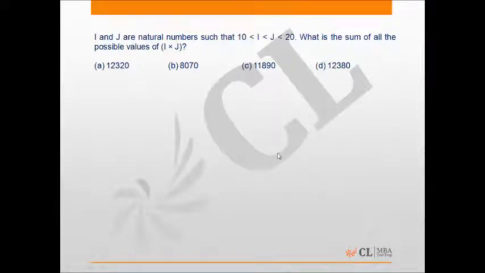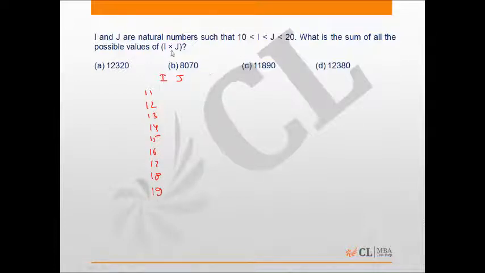This is a very lengthy question, so this definitely has to be put in round 3. But if I apply some tricks here, we can find the answer easily. We have numbers i and j from 11 to 19 basically. So 11 we have, 12 we have, 13 we have, 14, 15, 16, 17, 18 and 19.